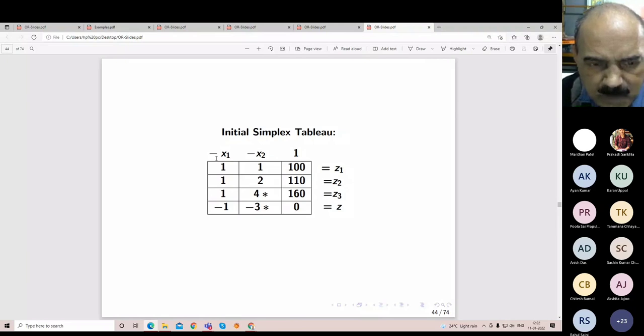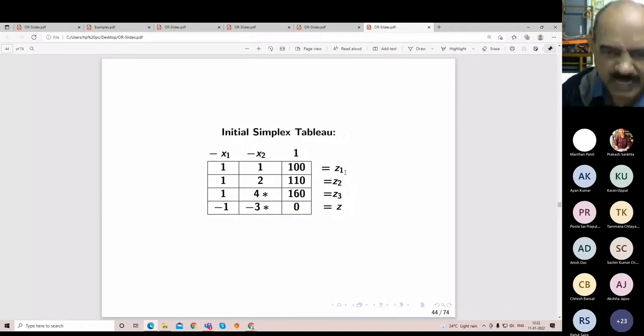There is an index something like minus x1. In second column, minus x2. In third column, there is 1. Okay, first column minus x1, second column minus x2, third column 1, and you can say row wise. You can see here I have written 1, 1, 100, then equal to Z1.